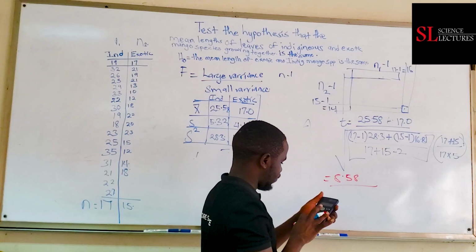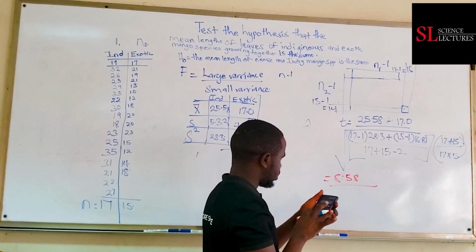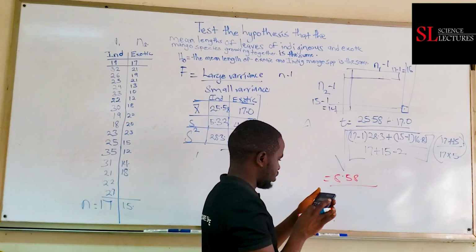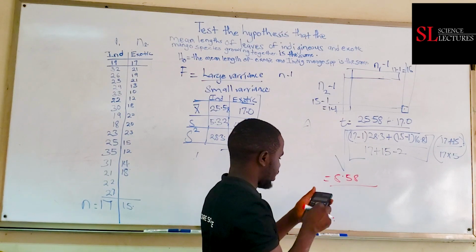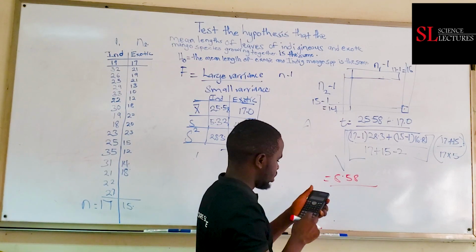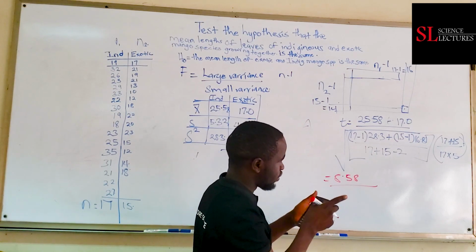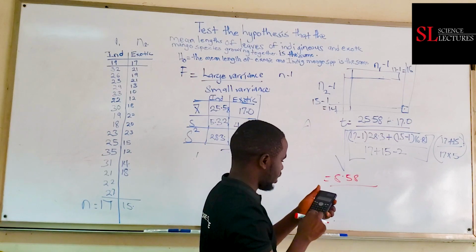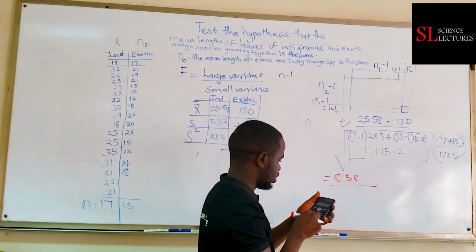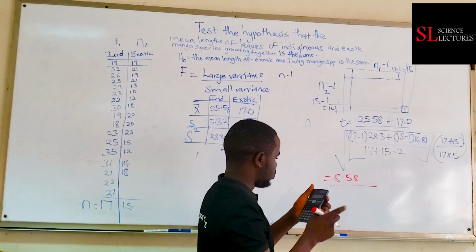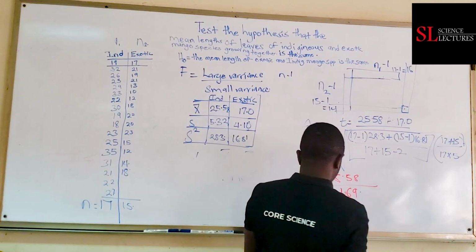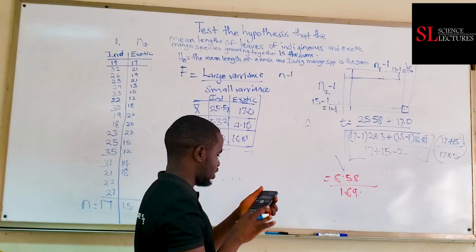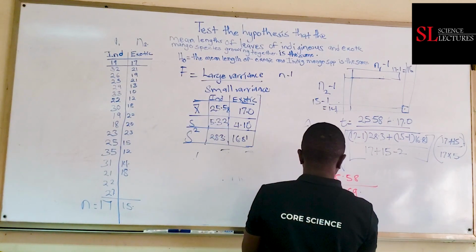plus 14 times 16.81, divided by 17 plus 15, that gives us 32 minus 2, that is 30, multiplied by 17 plus 15, so I get 32 divided by brackets again, 17 times 15 close brackets, I obtain 2.87. The square root of the answer is 1.69. So I say 8.58 divided by the answer, I get 5.057, and this becomes my T cal.